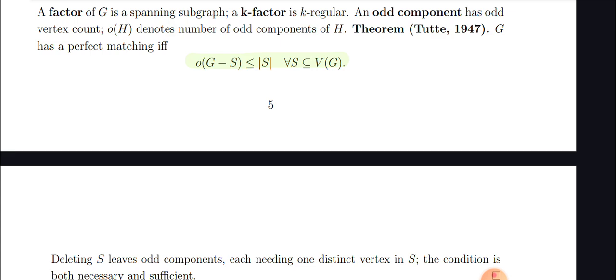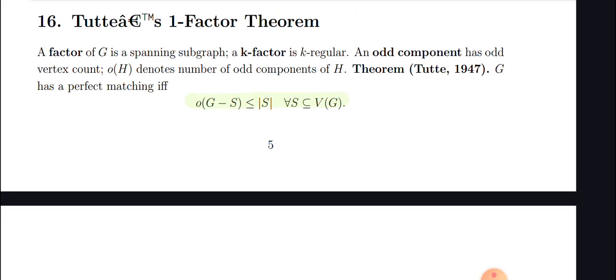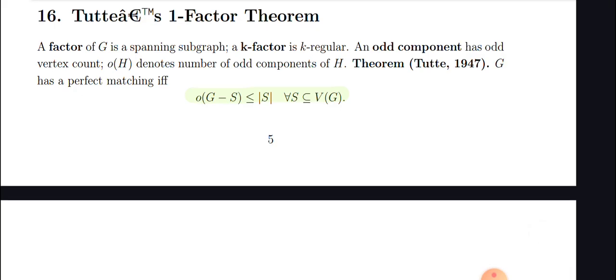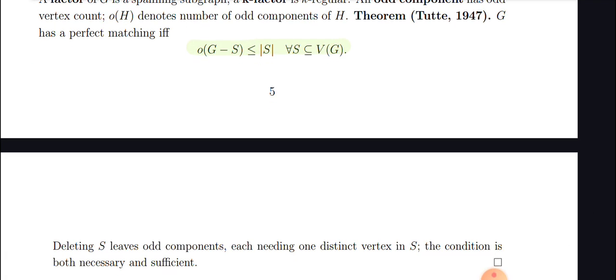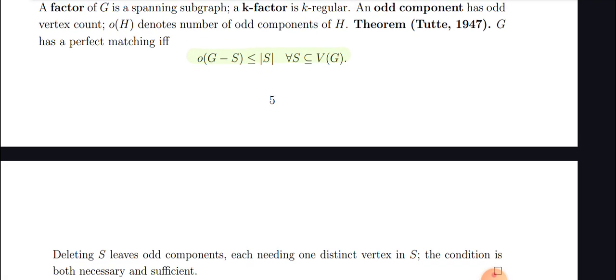So if you ever find a set S where you create more odd components than there are vertices in S to handle them, you've found a Tutte set. It's a structural bottleneck, and it's an ironclad proof that no perfect matching can possibly exist. And Tutte's genius was proving that this condition is not just necessary, but also sufficient. It completely characterizes the existence of perfect matchings in all graphs.